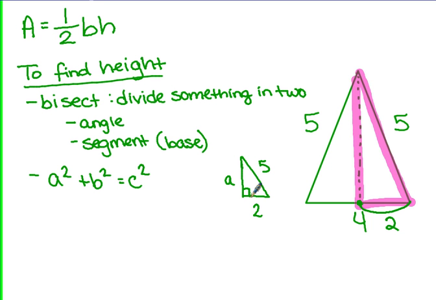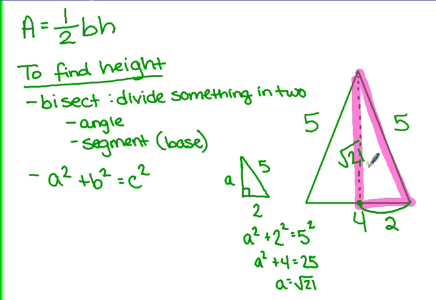All right, so we're going to use the Pythagorean theorem to solve. We have a squared plus 2 squared equals 5 squared. All right, well, 2 squared is 4. 5 squared is 25. If I subtract, I get a squared equals 21, which means that a is the square root of 21. So the height of my triangle is the square root of 21.